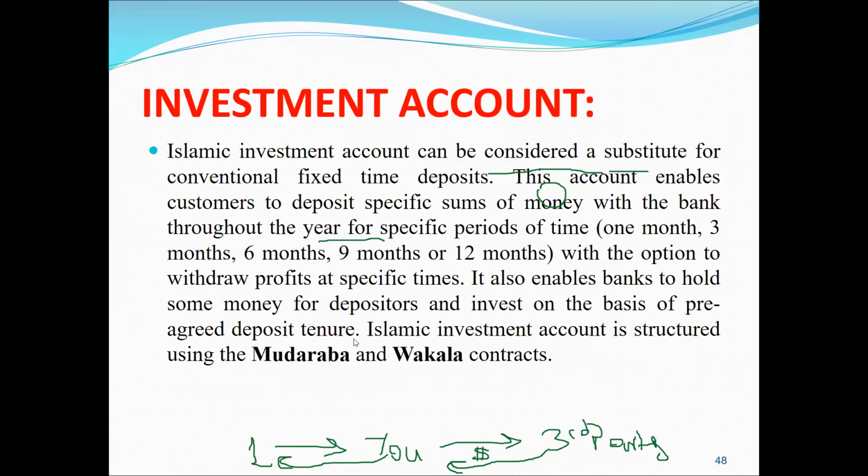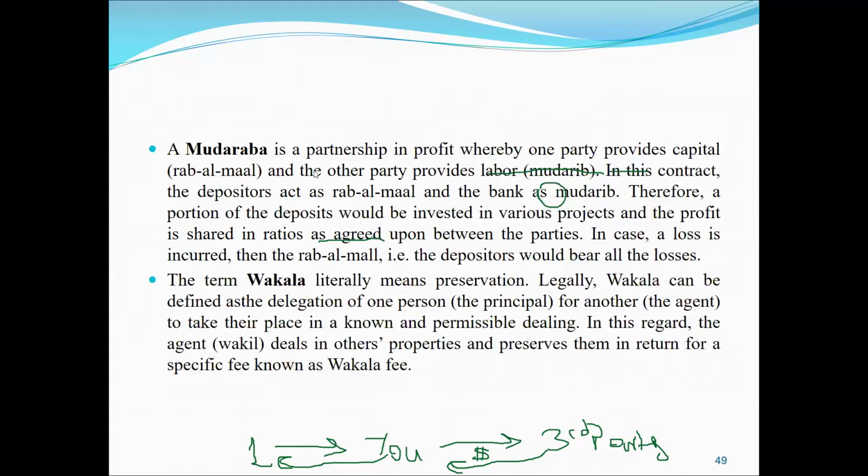So in here, the Islamic investment account is structured into two parts. It's Mudaraba and Wakala. Mudaraba, as you know, is a partnership in profit where one party provides the capital, Rabul Mal, and another party provides the management or labor as a Mudarib. So in this contract, the depositor, or customer, acts as a Rabul Mal, the provider of capital, and the bank acts as a manager of that provided capital. So the proportion of the deposit would be invested in various projects, and the profit is shared in ratios as agreed upon between the parties, before signing the contract.